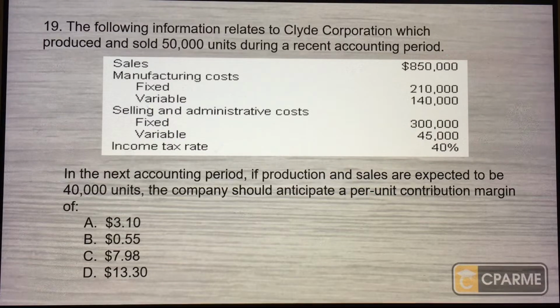Simple lang naman i-remember yung formula ng contribution margin. Even if the problem doesn't state or ask what kind of contribution margin, pag contribution margin, automatic sales less all variable expenses. But if it's manufacturing contribution margin, the only variable cost that you should deduct from sales are the variable manufacturing cost. The variable selling and admin costs will be excluded.